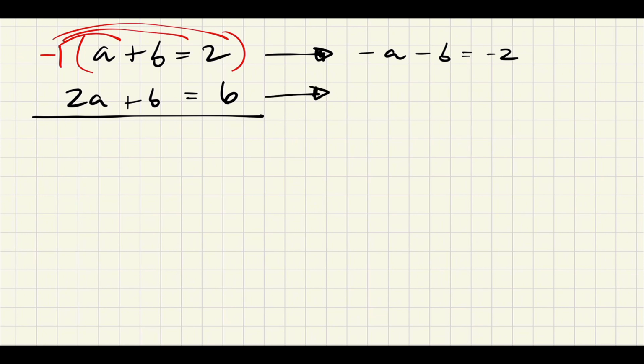The bottom one I don't need to change, because now when I add straight down, the B's eliminate. And I have 1A equals 4.